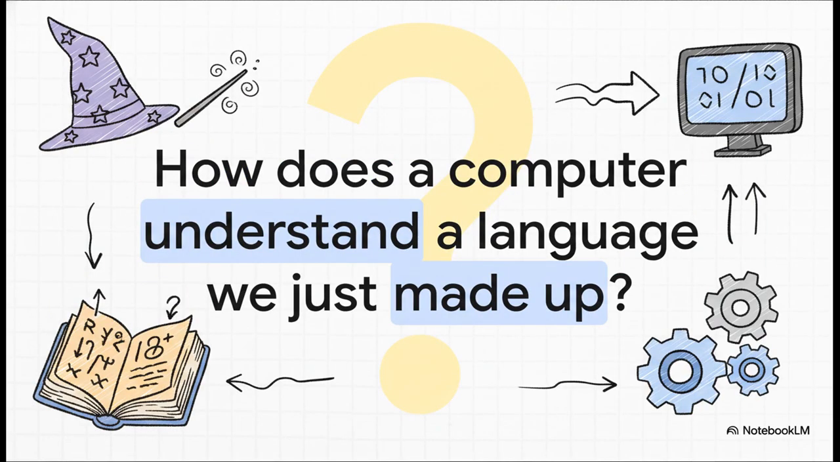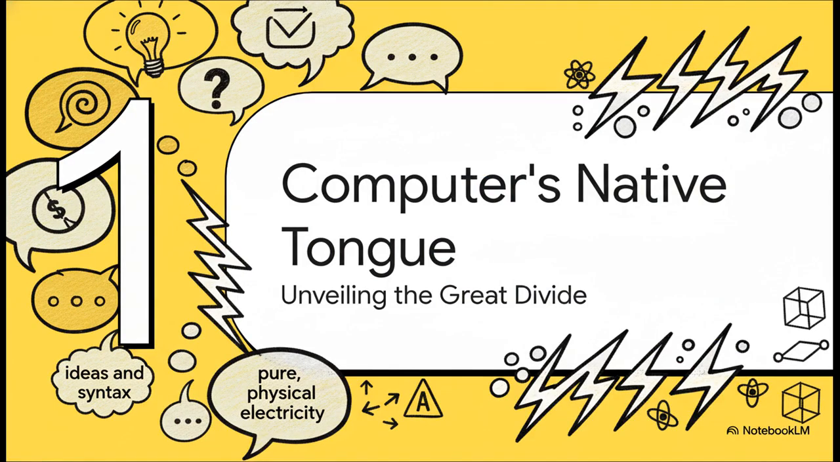How is that even possible? We wrote something in a language that didn't exist 5 minutes ago, and the machine just gets it. Well, I promise you, it's not sorcery. It's actually a really brilliant, logical process of translation. Okay, so to really get the solution, we first have to appreciate the problem. And the problem is huge. You see, humans and computers speak fundamentally different languages.